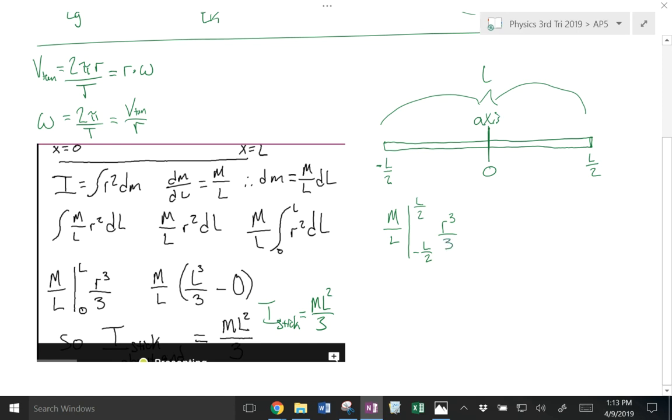Wait, what'd I do? I thought you were evaluating the R cubed over 3 from L over 2 to negative L over 2. That's what you did in the last one. In the previous one, I evaluated it from 0 to L. Yes, and that was because in the previous one, my axis was on one end of it. But didn't you evaluate R cubed over 3 from L to 0? So for R cubed over 3, I put in L and got L cubed over 3. And then I put in 0 and I got 0 cubed over 3. So the line should be on the other side of the R cubed over 3. That's fine. Oh, math semantics. I should be putting it over here.